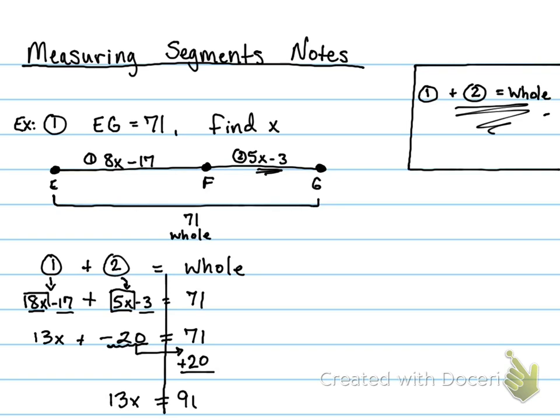So 13 times x equals 91. So here you divide by 13 and you get that x is equal to 7. The problem asked me to find x, so I know that I am finished. Okay, I could, if I wanted to, go back and plug in for my x, but this problem is not asking me to do that. Okay, let's look at example 2.